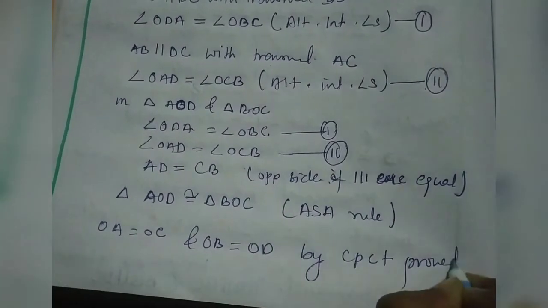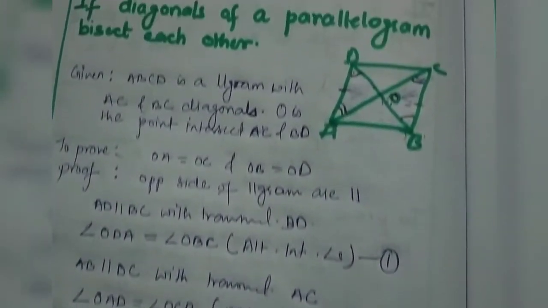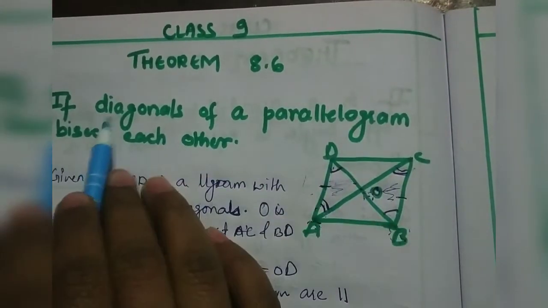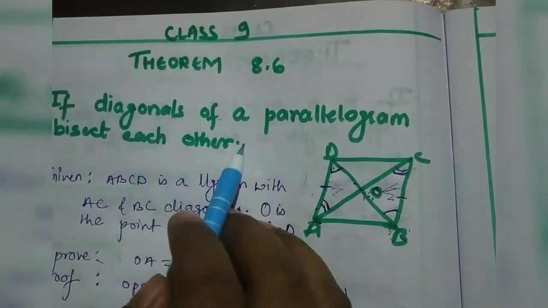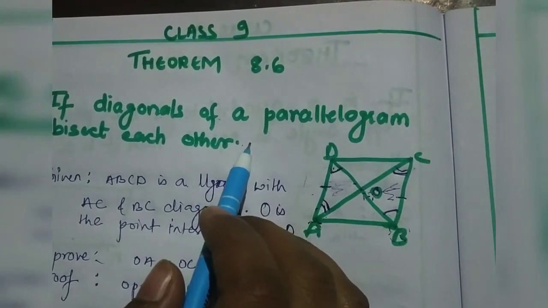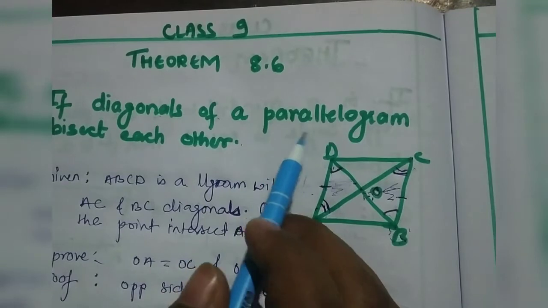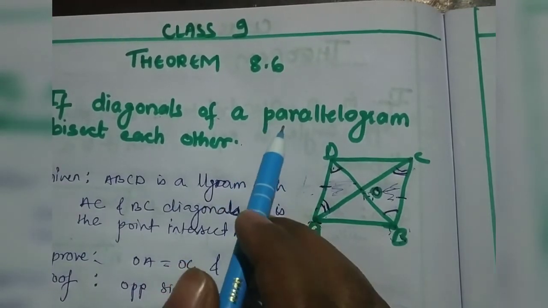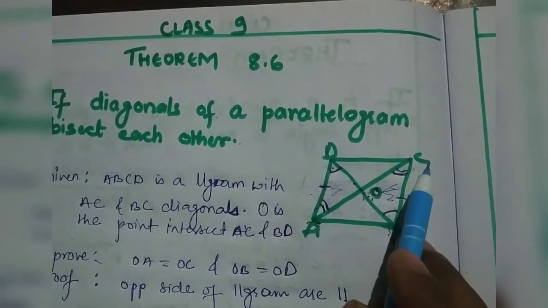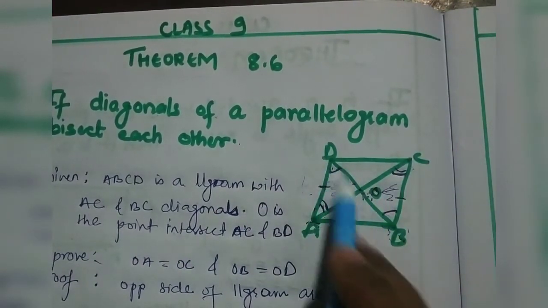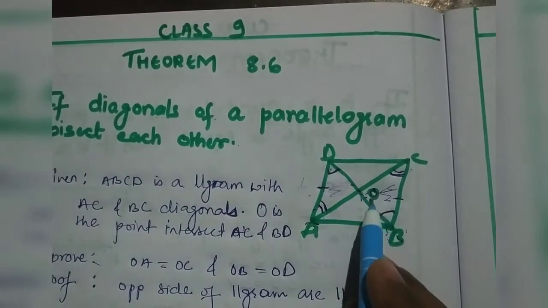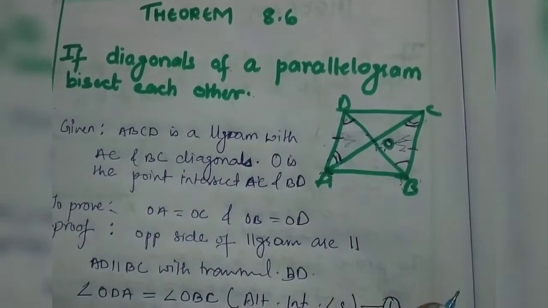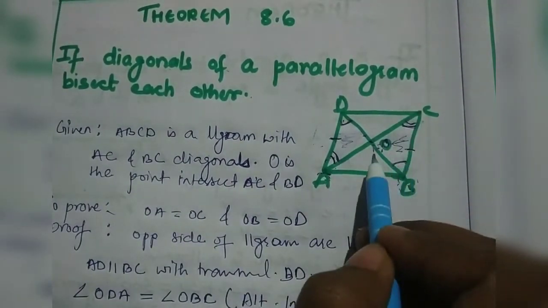Proved. Now let's recap. Theorem 8.6: if the diagonals of a parallelogram bisect each other, we need to prove that the diagonals of the parallelogram bisect each other. We are given the parallelogram, these are the diagonals, and this is the point O at which they intersect. We need to prove that this equals this and this equals this.